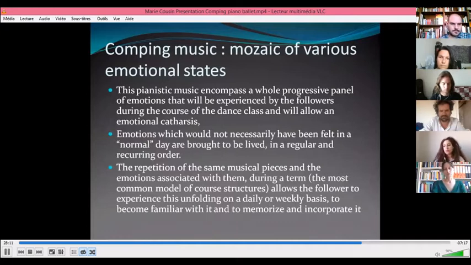The repetition of the same musical pieces and the emotions associated with them during a term, the most common model of course structure, allows the student to experience this unfolding on a daily or weekly basis, to become familiar with it and to learn about it.